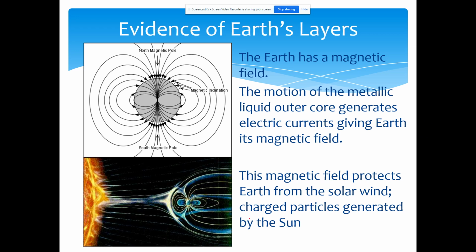Charged particles are constantly being emitted by the sun. And if we didn't have this umbrella here of a magnetic field, then those charged particles would hit the Earth, but instead they kind of bounce off and they go in different directions.